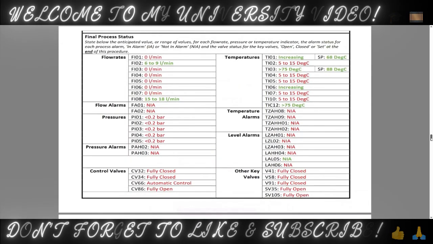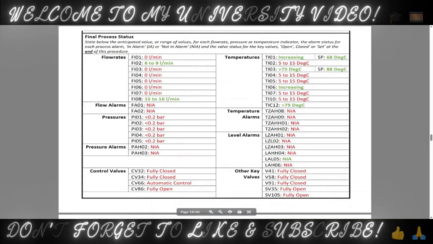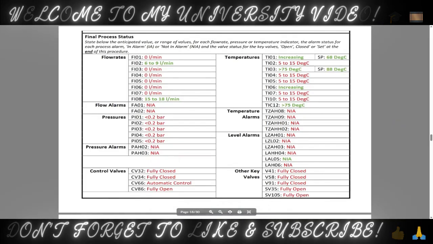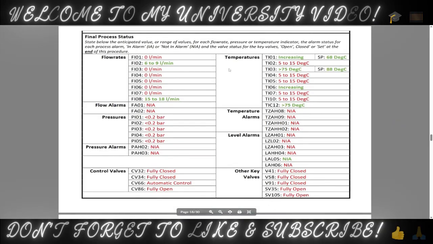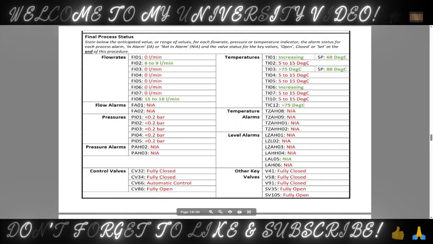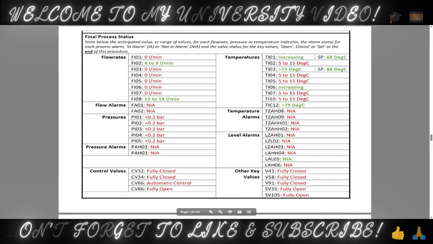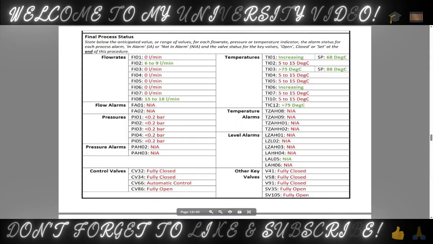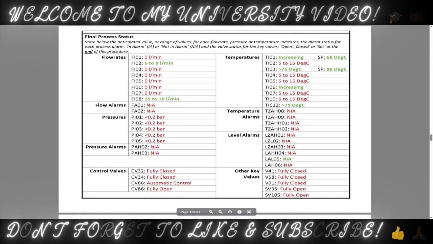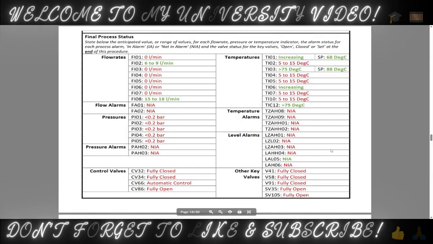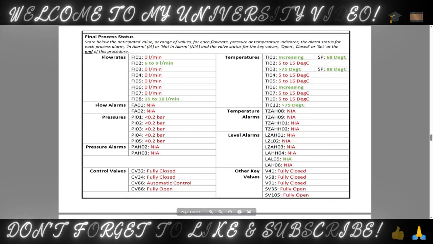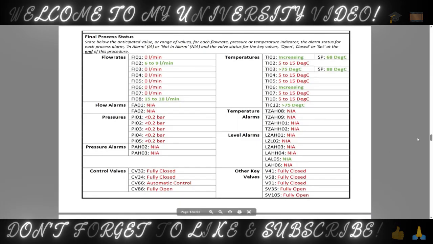So final process status, you can see FI02 6 to 9, FI08 is 15 to 80. Temperatures, these are increasing, and these are at least the minimum degrees Celsius required. Level alarms like LIA also change, but that's also what they might ask us to change, that variable, and so on. Next slide.